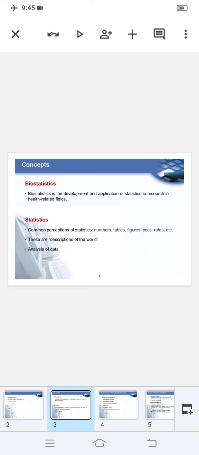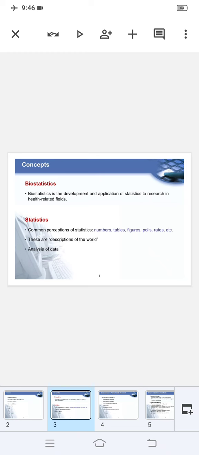So this is the basic introduction of statistics. The common perception of statistics is numbers, tables, figures, polls, rates. These are all the types of observations we get after any test, and we have to analyze all those numbers, all those tabular forms, all those figures to reach a conclusion. So what is biostatistics?